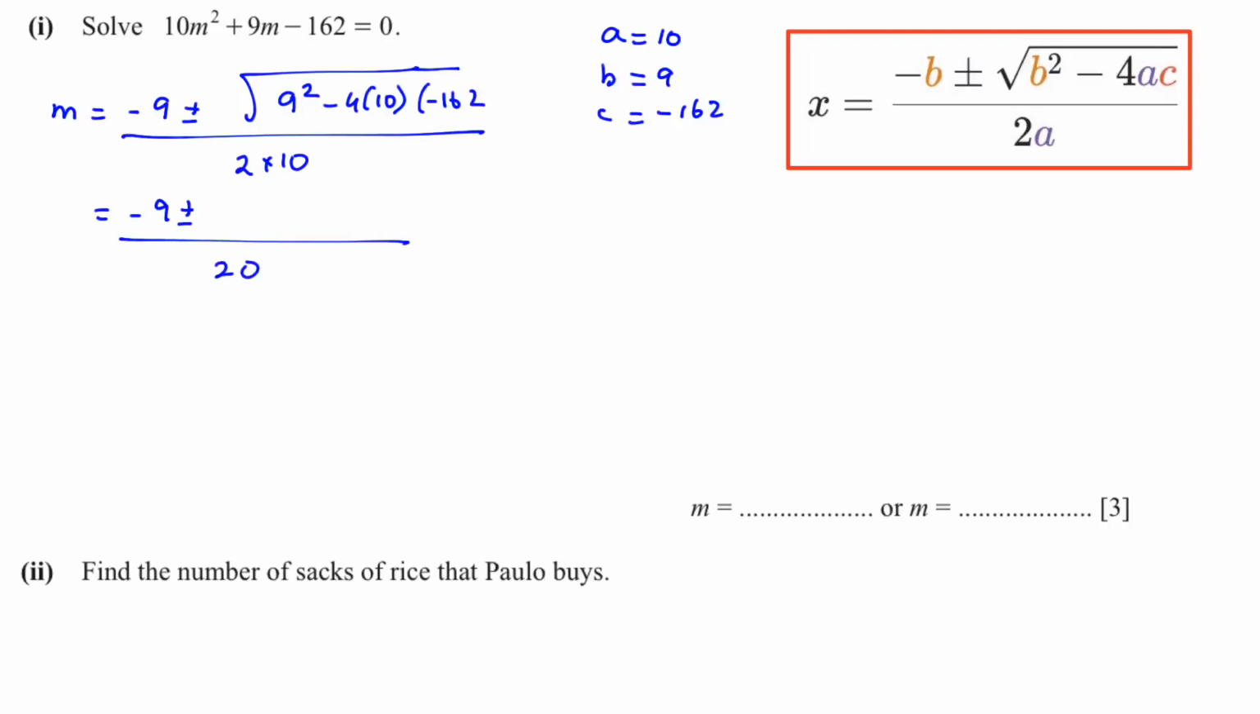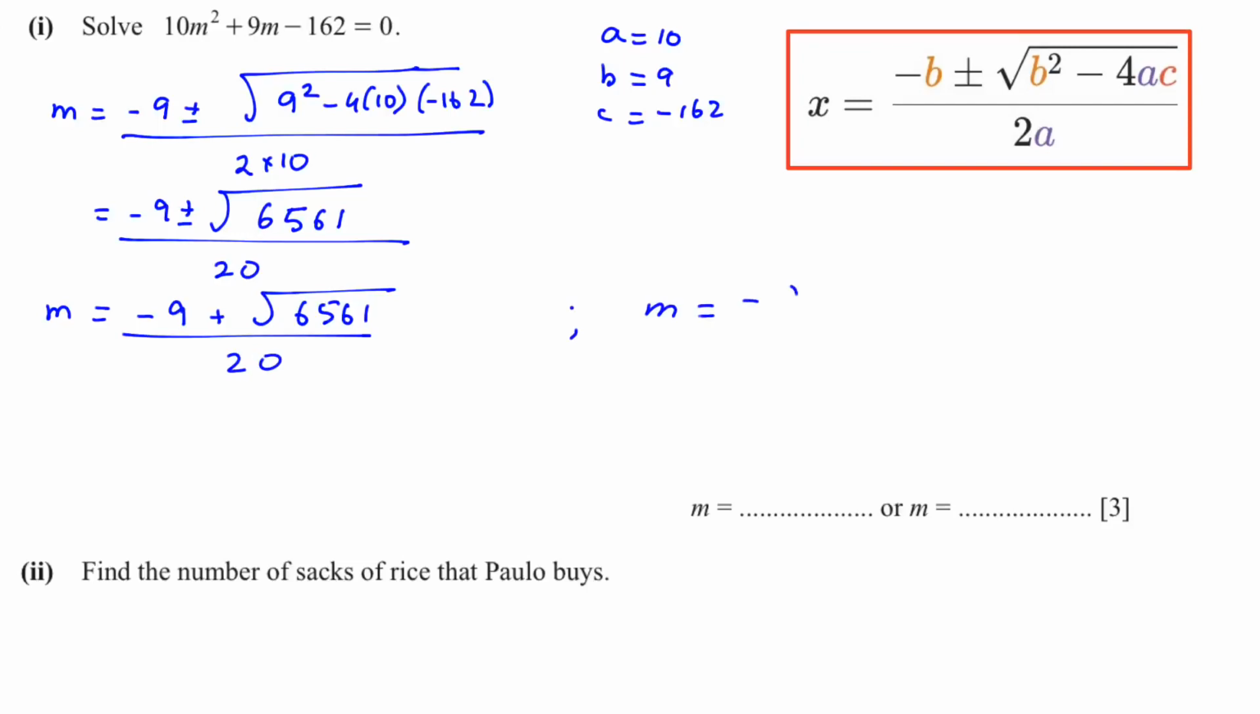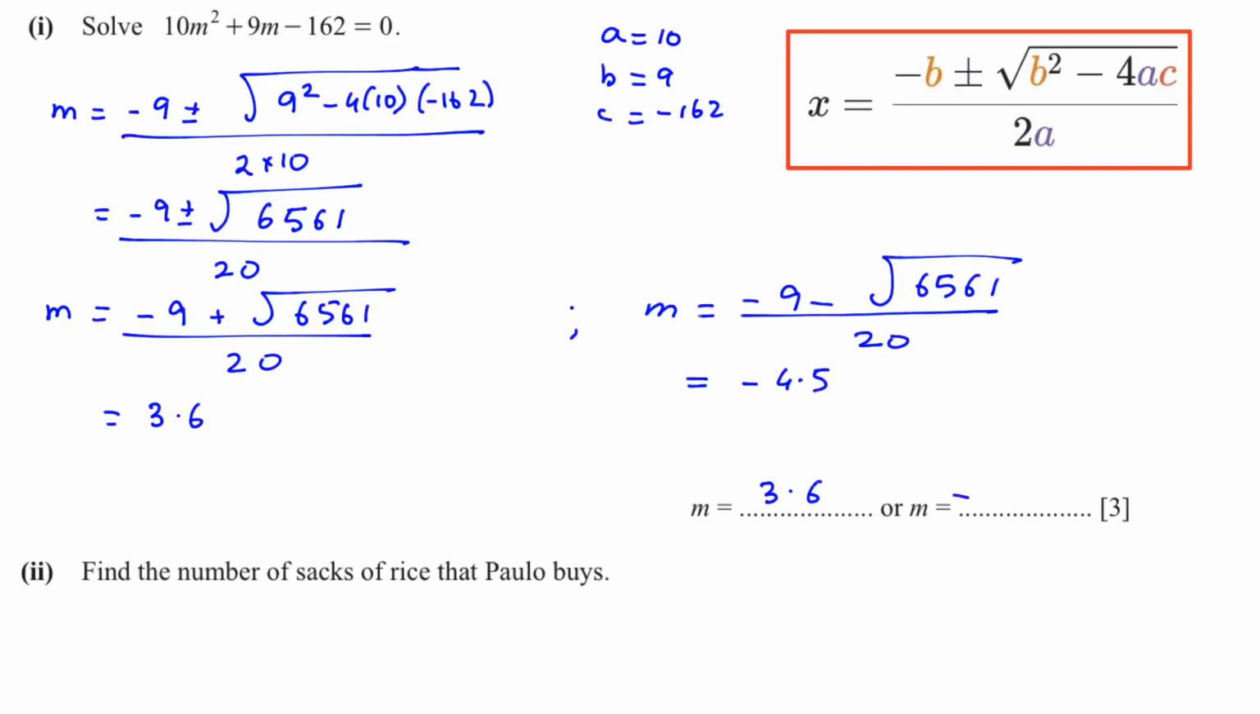We will put the number inside the square root in the calculator and write the answer first. That will give us 6561. So m is equal to negative 9 plus square root 6561 divided by 20, or m is equal to negative 9 minus square root 6561 divided by 20. This will give us 3.6, and the other value we'll get is negative 4.5. So these are the two values of m.